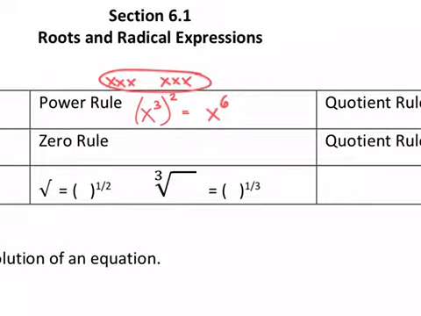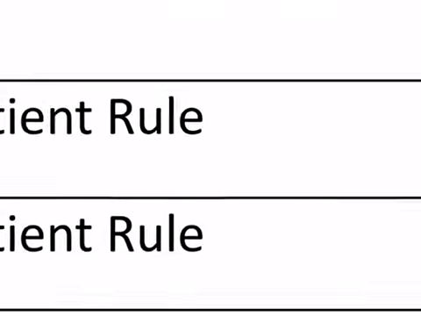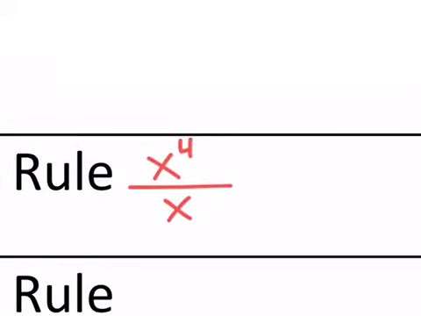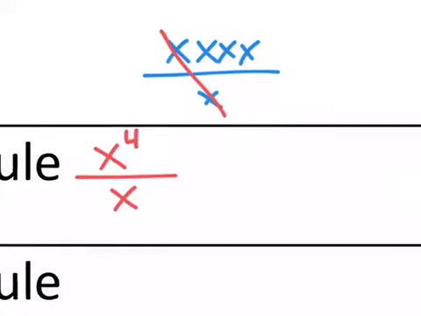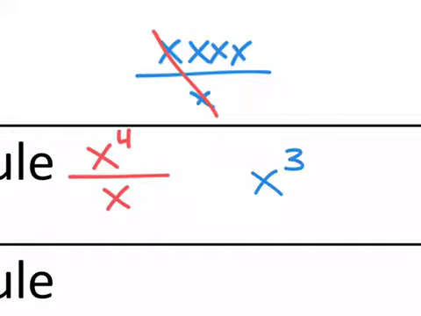And then when we have division, there's our quotient rule, with two variations. One would be x to the fourth over x. Visually, we have 1, 2, 3, 4 x's up top and 1 x in the denominator. One set of those would cross off, leaving us with x to the third power. So the rule on that is you take your exponent and subtract the other exponent, and you can kind of see why visually.